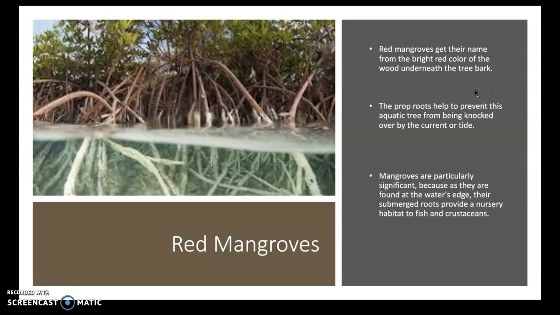Mangroves are particularly significant because, as they are found at the water's edge, their submerged roots provide a nursery and habitat to fish and crustaceans. The tangles of prop roots along the coast trap sediment that moves with the tide, which gradually builds up soil around the plants. Their submerged roots provide a nursery habitat to fish and crustaceans, like I just mentioned.